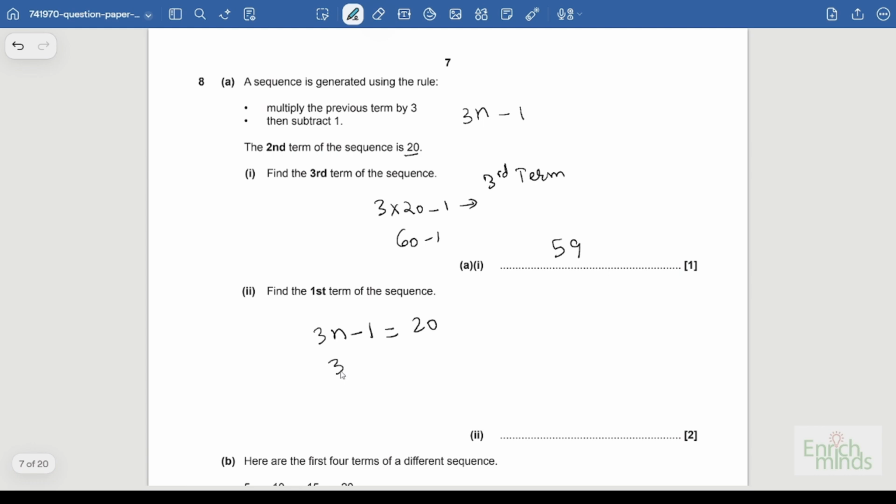So 3n minus 1 is 20. You add 1 to both sides to get 21 and then divide by 3 to get n is 21 over 3. So 3 goes in 21 7 times. So the answer is 7. The first term of the sequence has to be 7, and then you times it by 3 and take away 1 to get 20 as the second term, and then we have this third term 59.